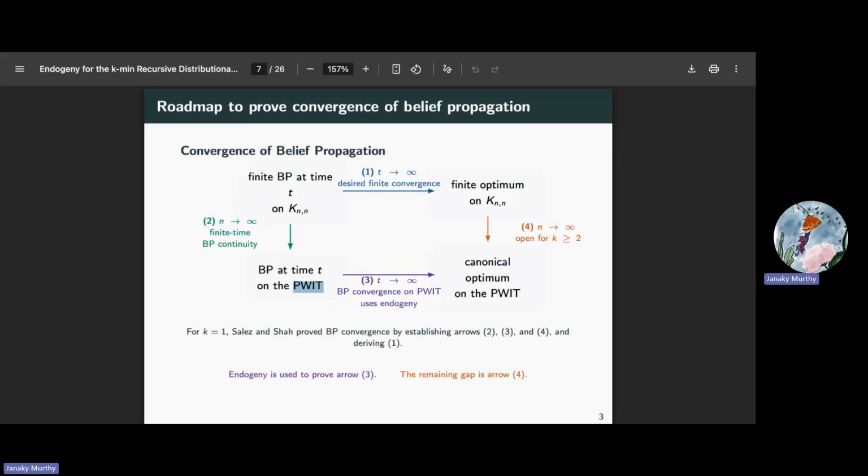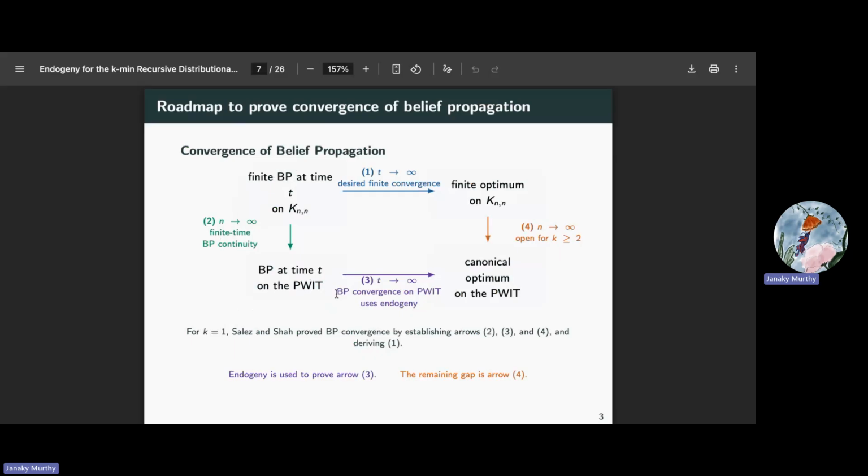So as the number of vertices goes to infinity, one can show that a complete graph with exponentially IID edge weights converges to an infinite tree called PWIT, which will be described later. And we study this belief propagation algorithm on the PWIT. Once the problem is transferred to the PWIT, we study the belief propagation algorithm on the PWIT, which is highlighted by the arrow number 3.